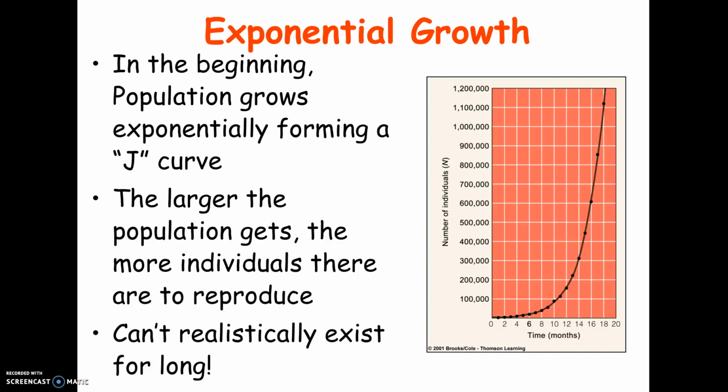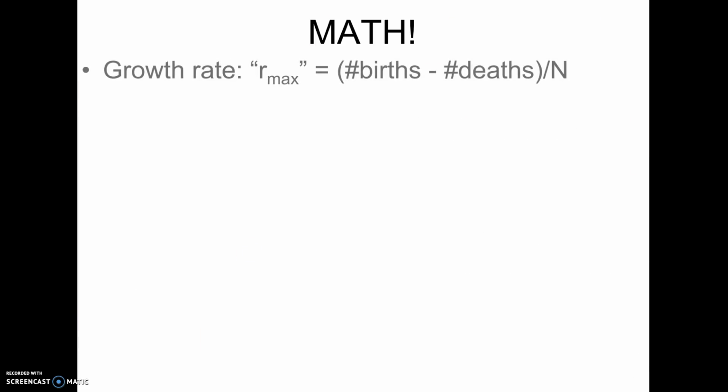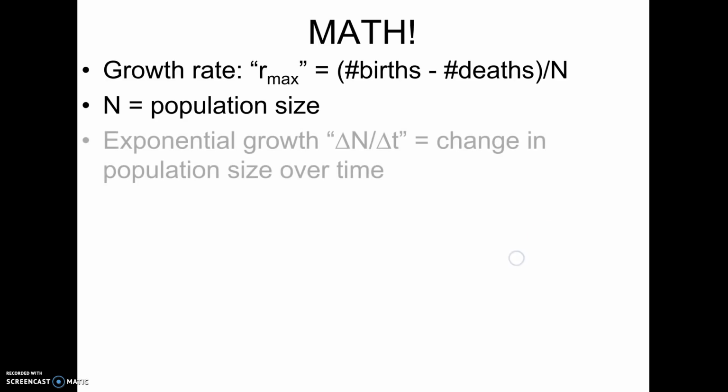However, if a population was theoretically growing exponentially, there's some math we can do to calculate the growth rate and the size. So the first thing you need to understand, R max is the maximum growth rate. In other words, with no hindrances at all, this is the maximum rate at which a population would be growing. How would you calculate that? It would be the number of births minus the number of deaths in that particular generation over N. Now, what is N? N is your population size. So if we take the number of births minus the number of deaths over the size of the population, that's going to give us our growth rate per year.